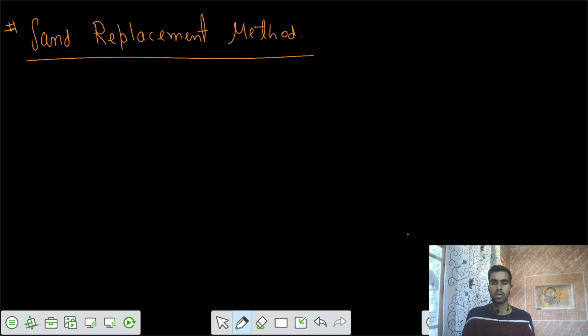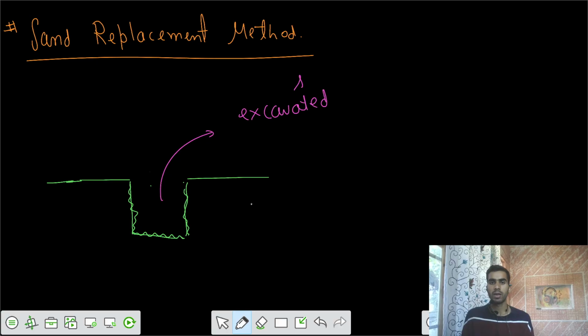So this method is actually useful when there's some ground. Now we are going to excavate a small area. Let's say we have excavated this area here. Now it might not be regular, so let's say there is some irregularity. We don't know exactly how much volume we have excavated. So this part is excavated. We have excavated a small area.